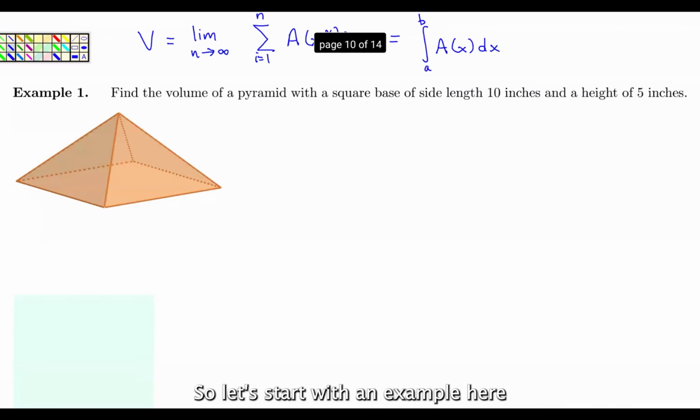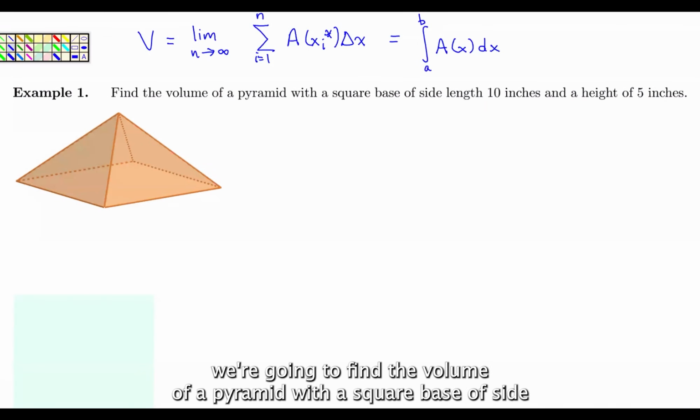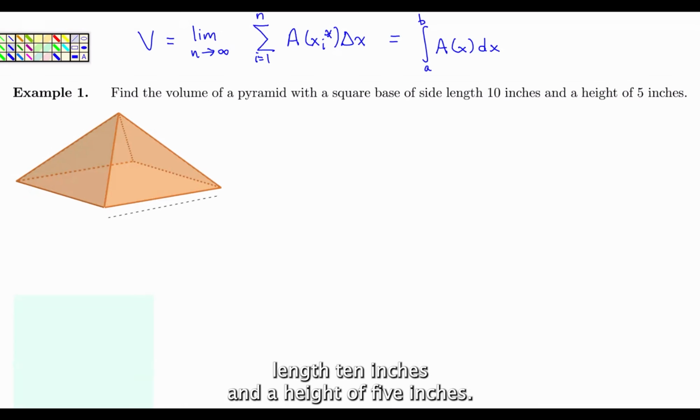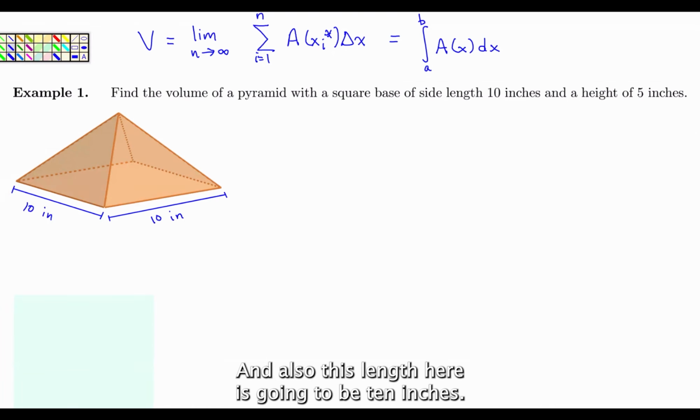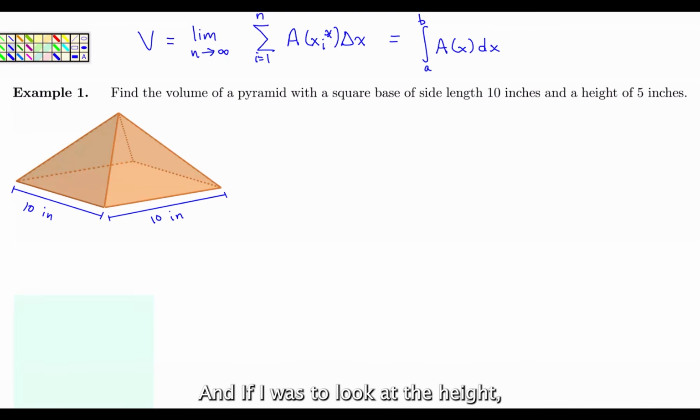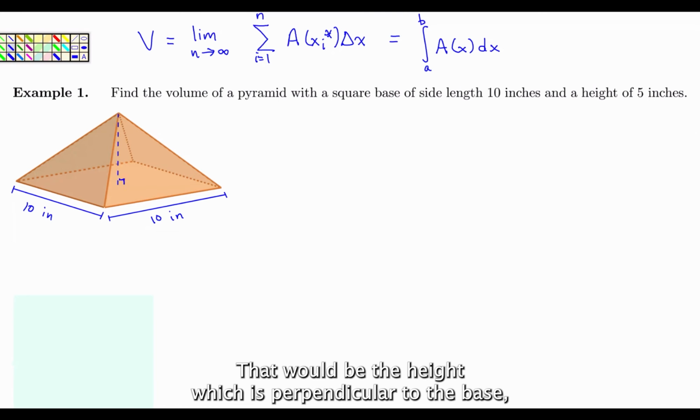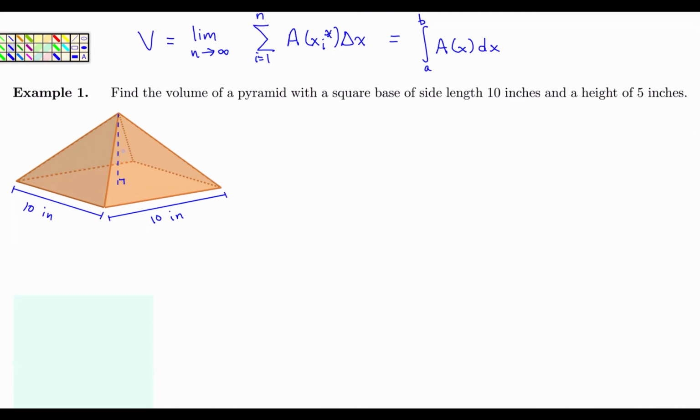So let's start with an example here. We're going to find the volume of a pyramid with a square base of side length 10 inches and a height of 5 inches. Okay, so that means this length here is going to be 10 inches, and also this length here is going to be 10 inches. And if I was to look at the height, that would be an internal amount here. That would be the height, which is perpendicular to the base, so that is 5 inches.